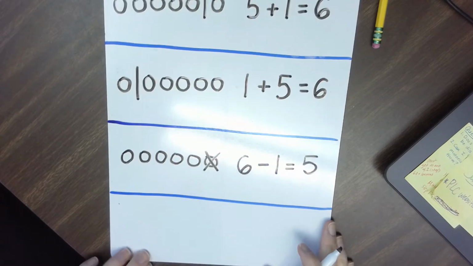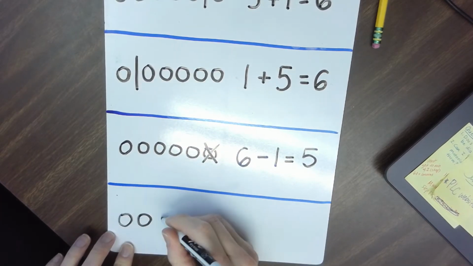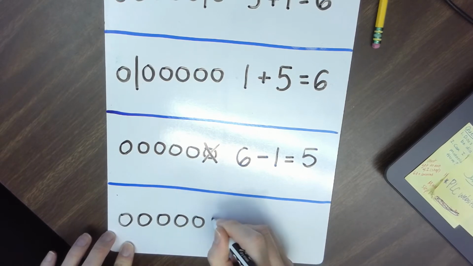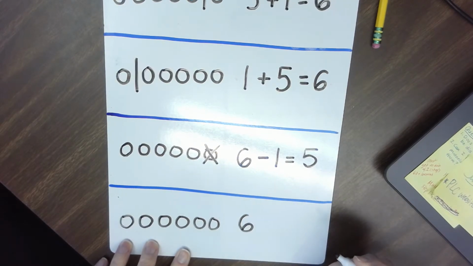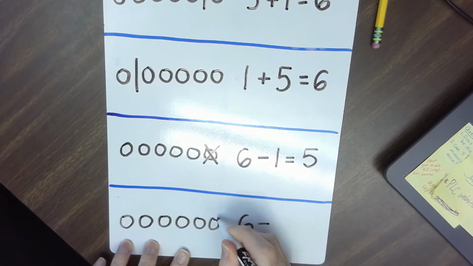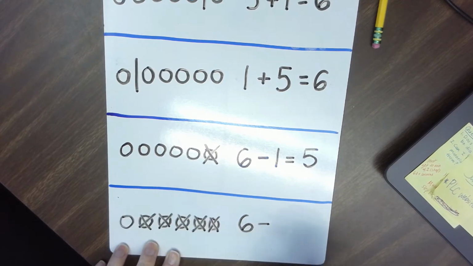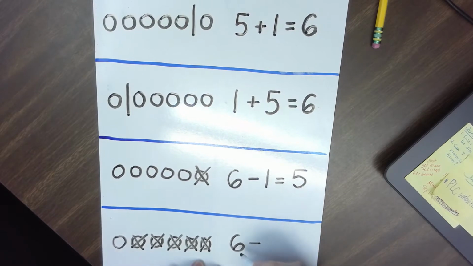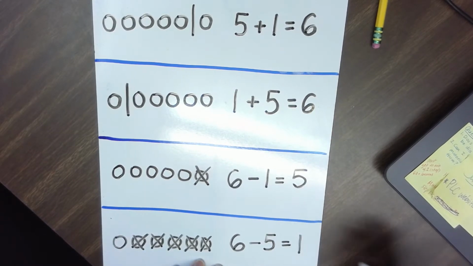So that's one way I could take pennies from Bob. Now another way in this fact family that I can take pennies from Bob, he's going to start with 6 pennies again. 1, 2, 3, 4, 5, 6. And now he has 6 pennies. I'm going to take away 5 pennies. 1, 2, 3, 4, 5 pennies. So now Bob had 6 pennies. I took away 5 pennies. How many pennies does he have left? 1 penny. 6 minus 5 equals 1.